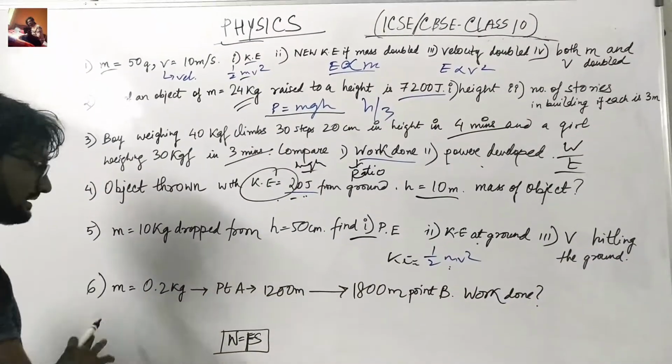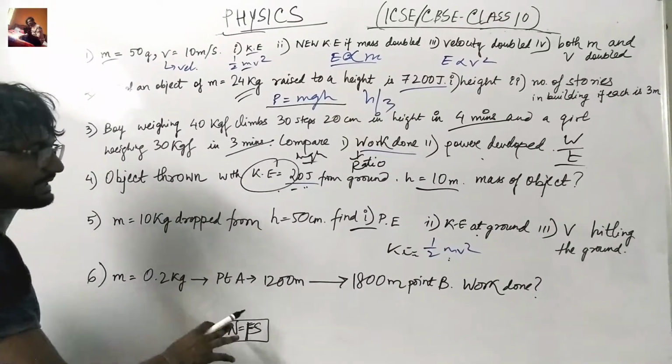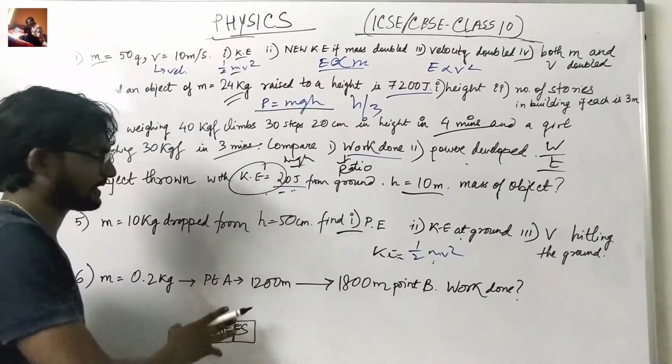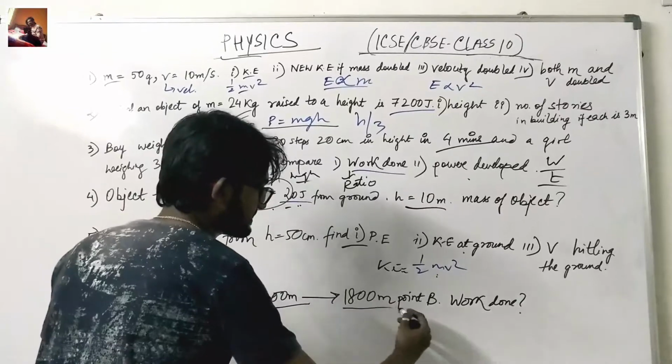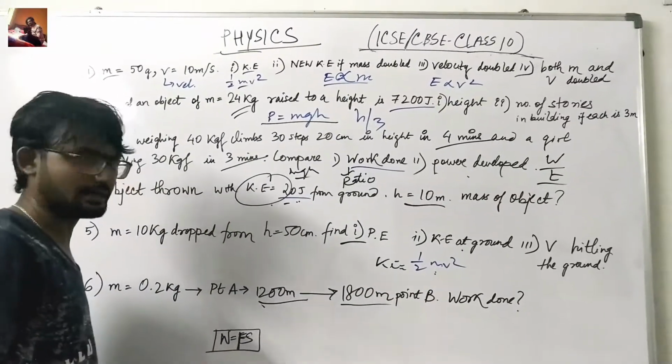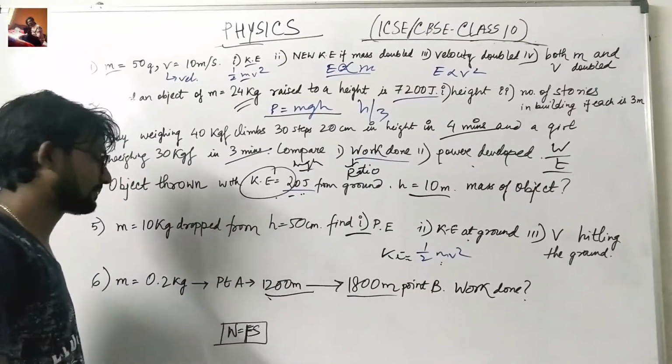Okay. Number 6, the mass is over here, and a body is moving from point A to this point. So what is the work done? You can over here use the formula W equal to Fs.